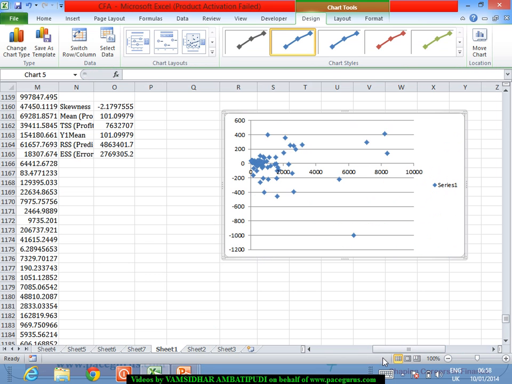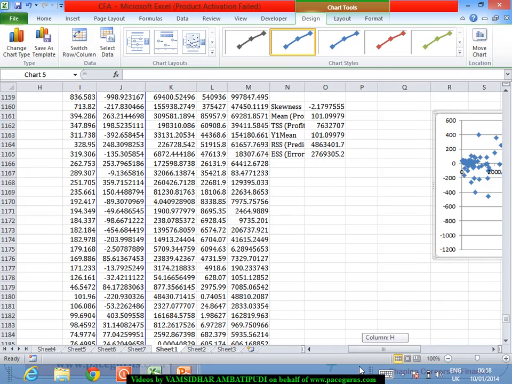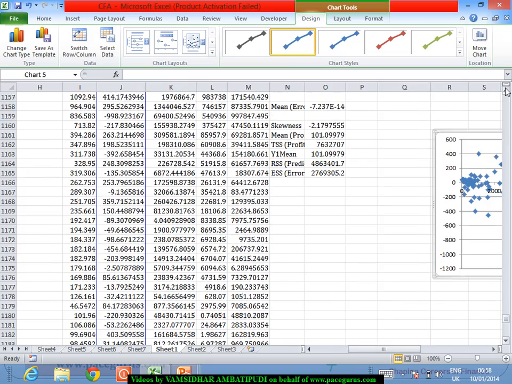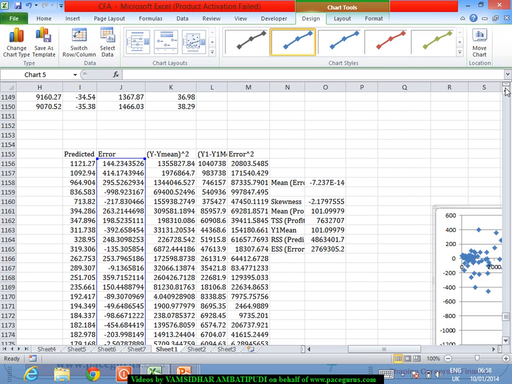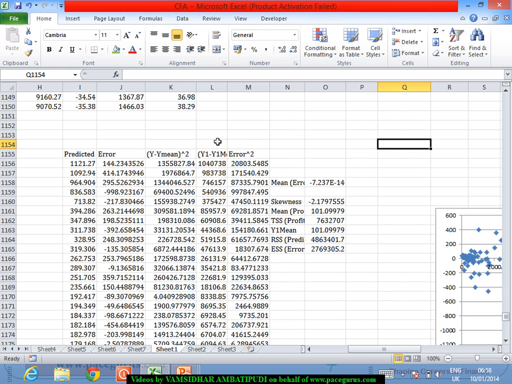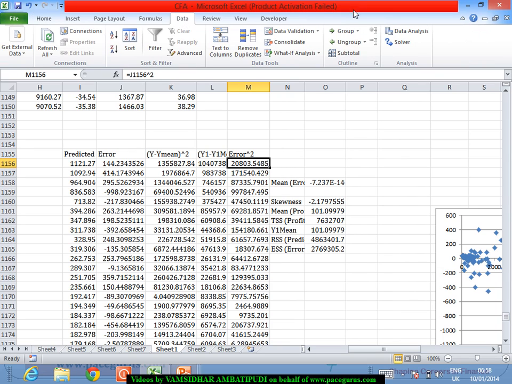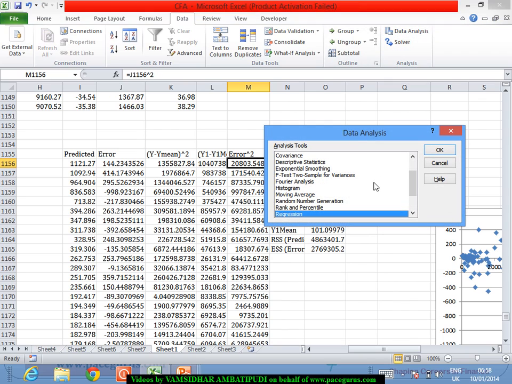To test statistically whether conditional heteroskedasticity is present in the data or not, we come up with a simple regression model taking error squared. This is the error squared. I will take error squared as the dependent variable, and the independent variable as the independent variable itself. So let me go ahead with the regression part.